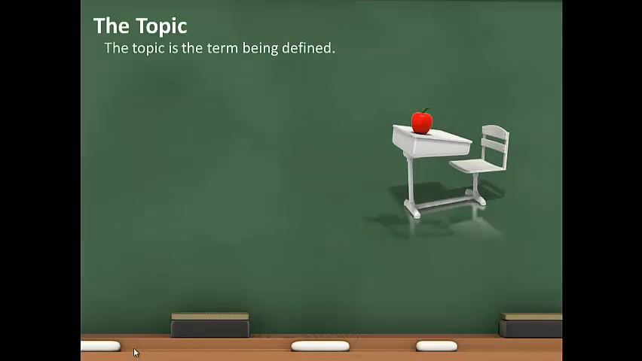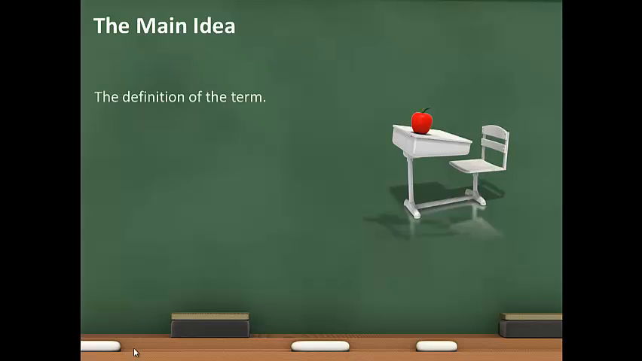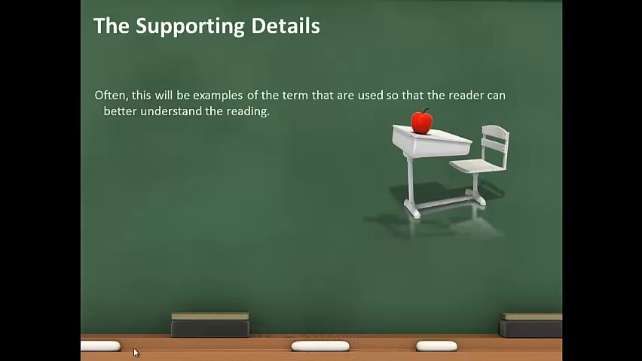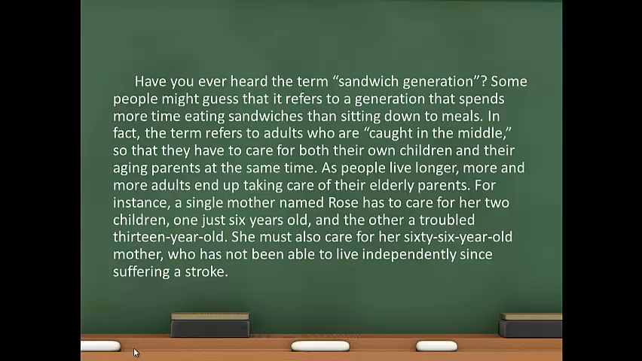Now in the definition example paragraph, the topic will be the term that's being defined. The main idea is going to be the definition of the term. In supporting details, very often there will be examples to help the reader to understand the term. Here is an example of a definition example paragraph. Go ahead and pause the video so that you can read it.